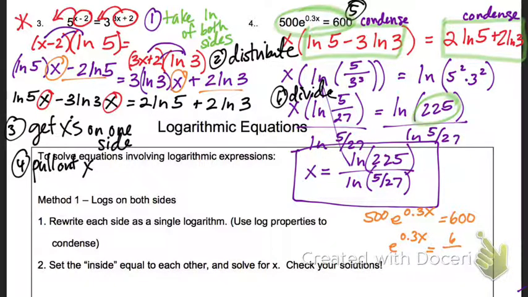So you get 6/5. Now anytime you have an e, is it smarter to put it in log form or put it in natural log, like ln form? ln. So I can rewrite this as, if I take the ln of 6/5 equals 0.3x.